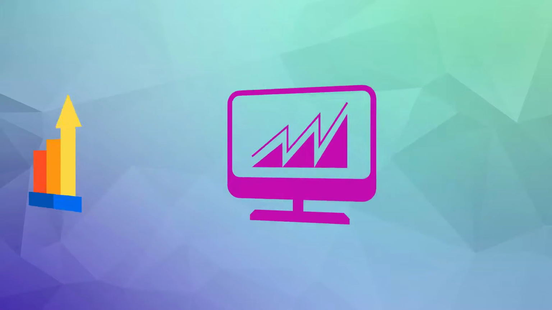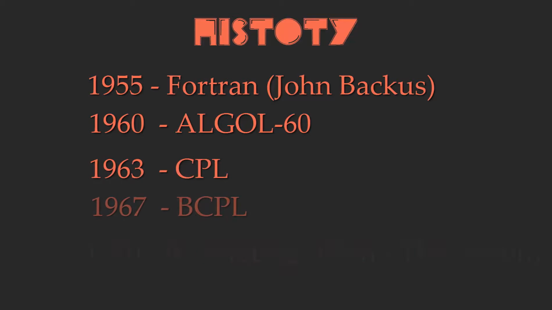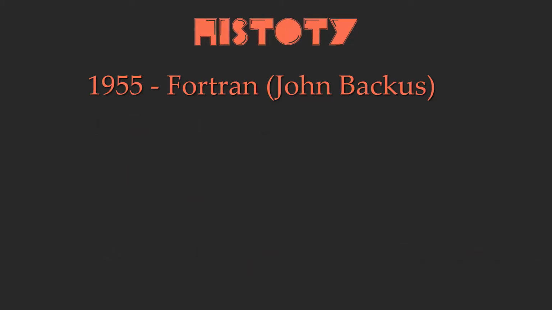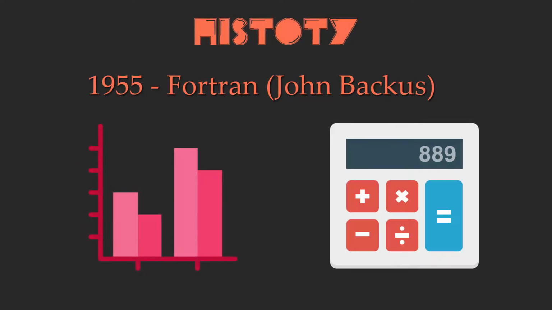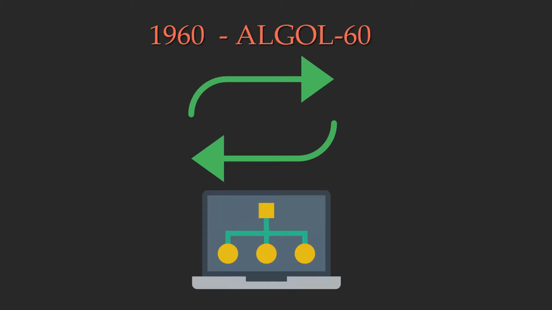Before the invention of C, there were many languages which existed like Fortran, Algol, CPL, BCPL and B language. Fortran was the language developed by John Backus in 1955, which was mainly used for scientific and mathematical purpose. And in 1960, Algol 60 came, that is Algorithmic 60, which was the alternative for the Fortran language, which provides the concept of structural programming.